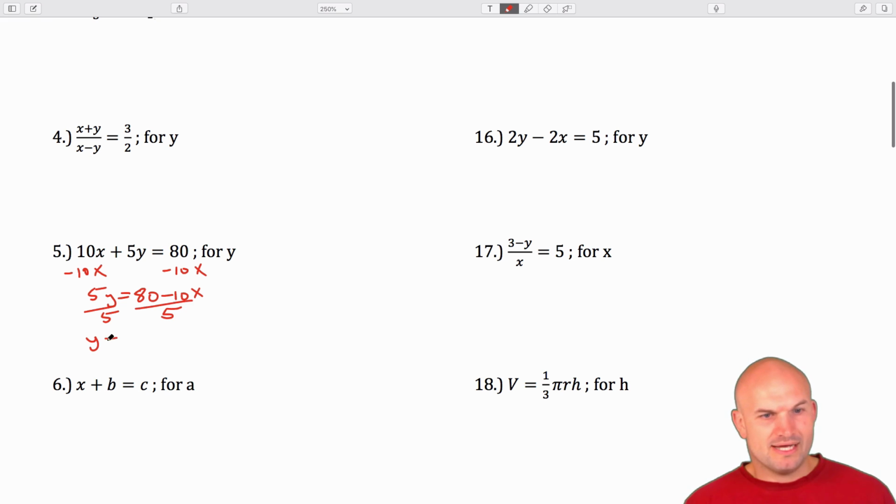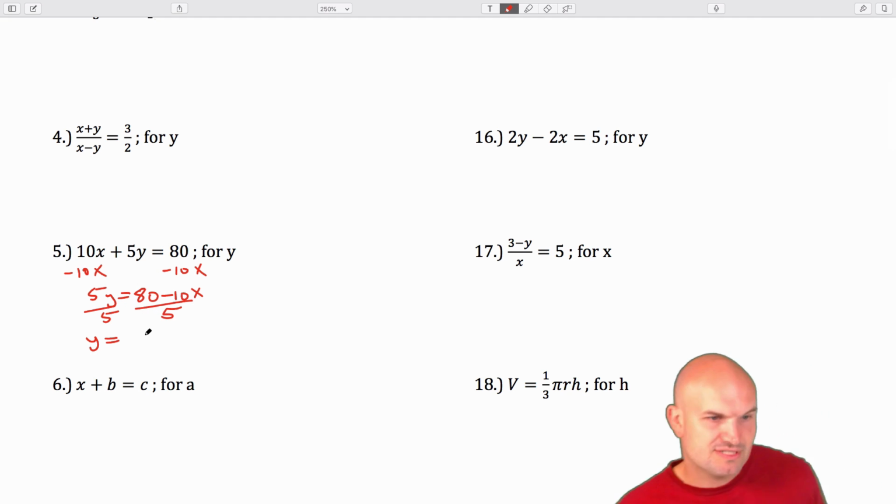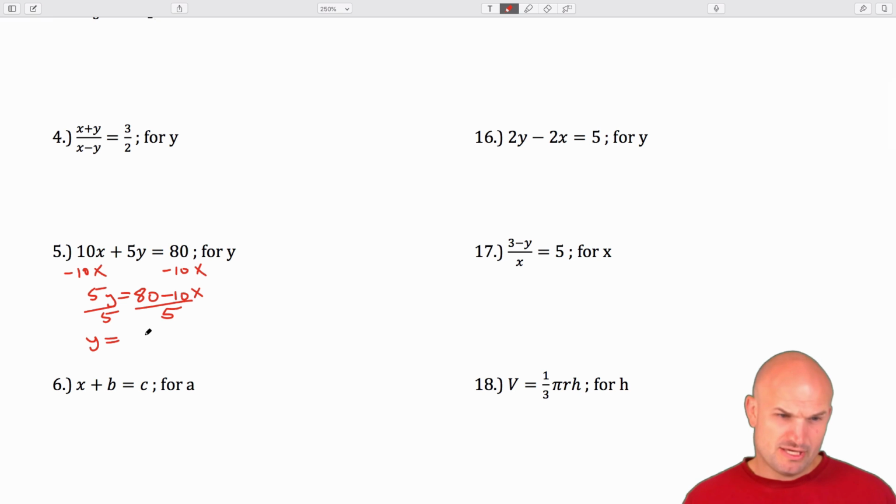Okay, so we have y is equal to, and we could just leave it in this format, or you could divide that 5 into both of them. So 5 goes into 5, 10, and that would be 13. 5 goes into 30, no, that would be 16, I'm sorry. So that would be 16 minus 2x. So you could just leave that.